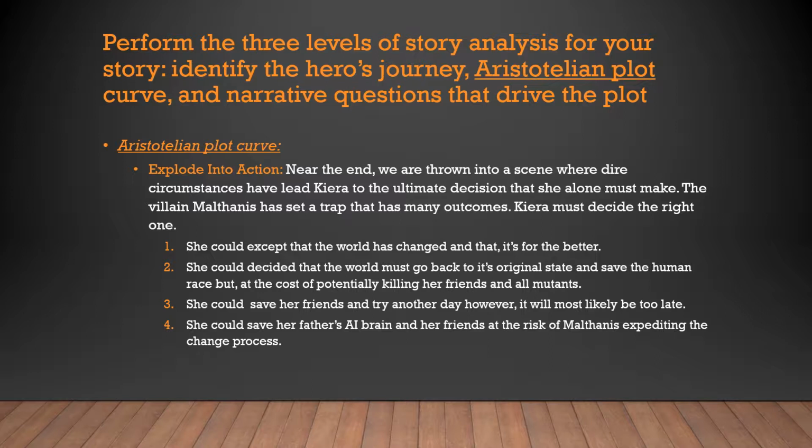One, she could accept the world has changed, and that it is actually for the better. Two, she could decide that the world must go back to its original state and save the human race, but at the cost of potentially killing her friends and all mutants. Three, she could save her friends and try another day. However, it will most likely be too late. And four, she could save her father's AI brain and her friends at the risk of Malthanis expediting the change process.